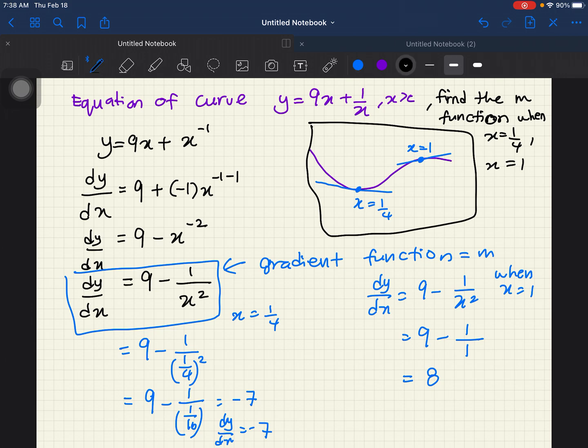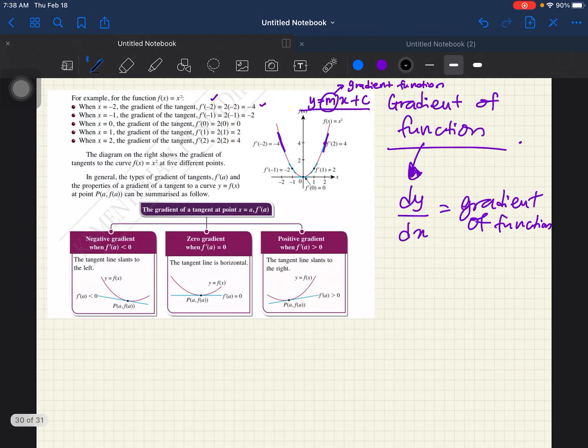So dari yang awak tengok ni, sebenarnya apa yang kita buat tadi betul lah. Awak tengok gradient dia sekarang sedang menurun, betul? So meaning that betul lah gradient dia ataupun M dia adalah negatif 7. So bila dia menaik macam ni, so betul lah gradient dia adalah 8. So maksudnya graf yang kita lukis mungkin betul. Imajinasinya betul. Okay. So seterusnya.